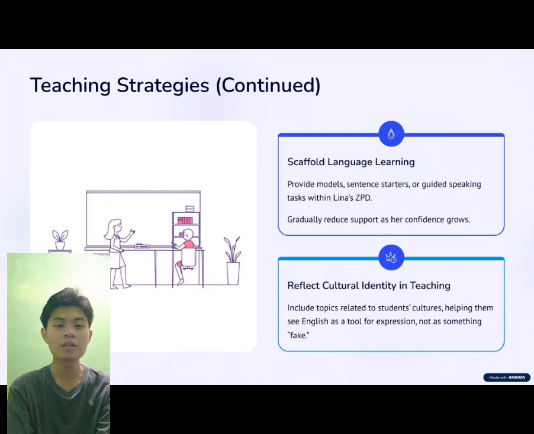Fifth, reflect students' cultural identity in lessons. Integrate familiar cultural topics, stories, or examples. This helps Lina realize that using English doesn't mean losing her identity. It's just another way of expressing who she is. Through these strategies, we can promote both linguistic accuracy and emotional comfort, helping Lina learn English in a more authentic and confident way.